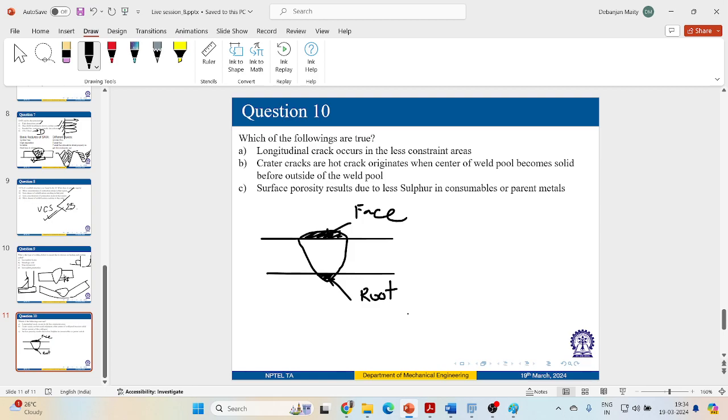So how can you prevent this reinforcement? As I was saying, you can use those backing bar or strip. You can use those back weld techniques to prevent those insufficient reinforcements.